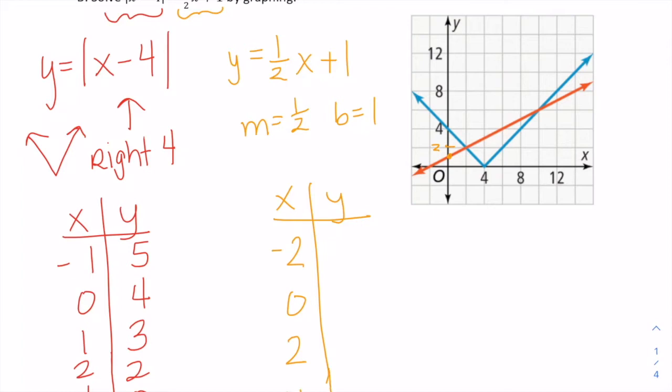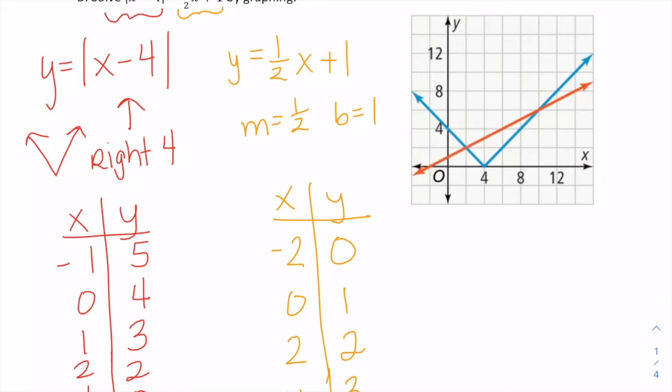So when I plug in -2, I'll get -1 plus 1, which is 0. And you can see that's right here. When I plug in 0, we get 1. When we plug in 2, I get 2. When I plug in 4, I get 3. And you can see these points right here, and here's 2, 2.